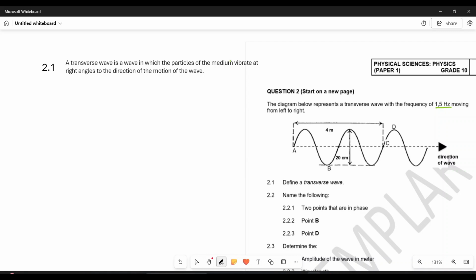Now, moving on to 2.2, we need to identify or name the following. First, 2.2.1, we need 2 points that are in phase. Now, what do they mean when they say points are in phase?